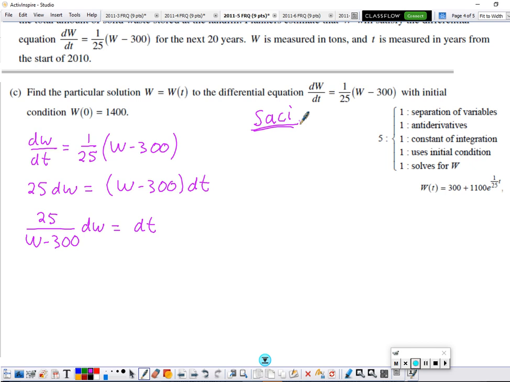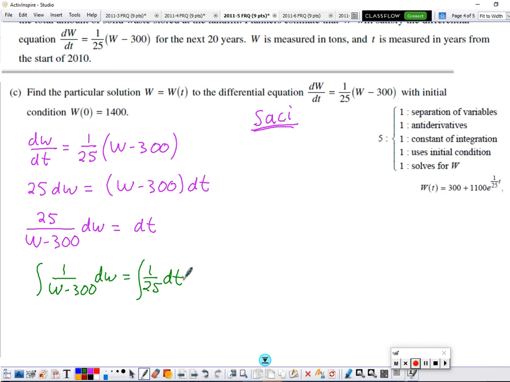So, let's see. The 25 is just a multiplying constant, so you can put it wherever you want. So this is what Bailey had. When she goes to do the antiderivative, she'd have 1 over w minus 300 dw equals 1 over 25 dt. That's totally fine. This is one point to get to here, or here, either one.